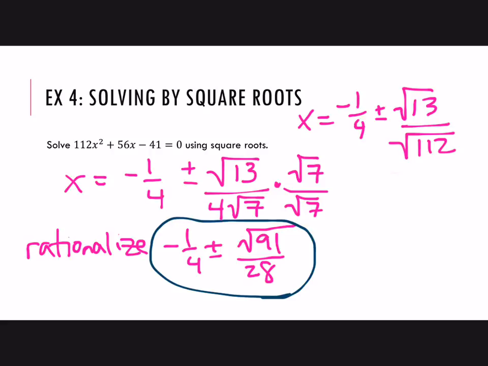Some people like to get a common denominator now and make this one big fraction, so you could also write this as, let's see, multiplying the first fraction by 7 over 7. You'd have negative 7 plus or minus square root 91, and then the whole thing would be over 28. So either of those two answers is good.